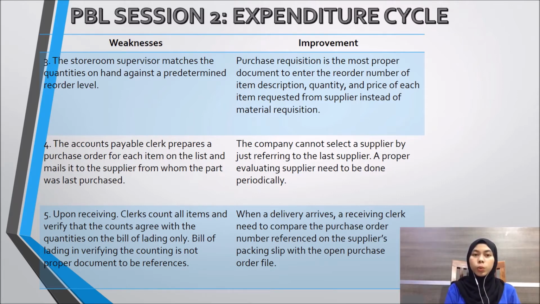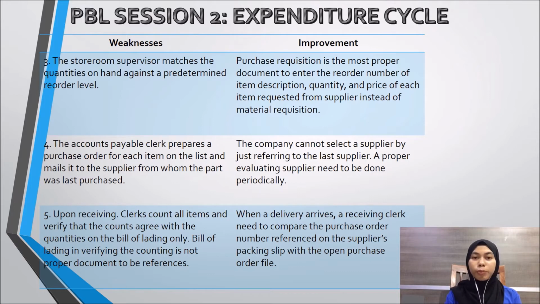Next weakness is upon receiving, the clerk counts all items and verifies with the quantities on the bill of lading only. Bill of lading in verifying the counting is not a proper document to be referenced. This may lead to the problem where quantity received was different from the amount ordered, and maybe they receive a damaged good too.